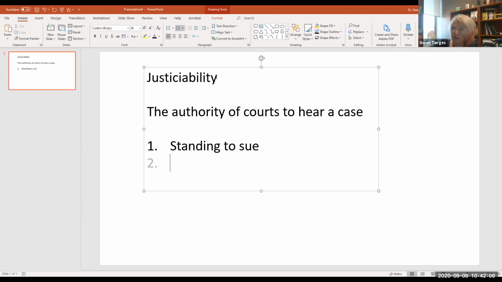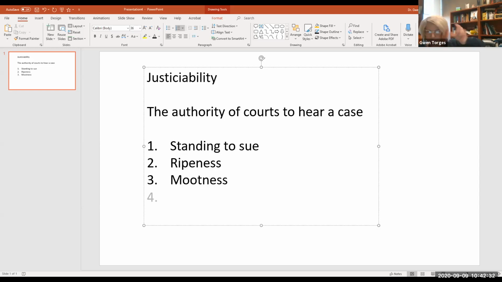So the first element of justiciability is who's able to bring things to challenge them in court. The next two issues are related because they both have to do with timing. Ripeness and mootness are our next two issues. These are both sides of the same coin. Ripeness means you can't bring a case too soon, before it's ready, before it's ripe. It can't be an issue that maybe could happen in the future.